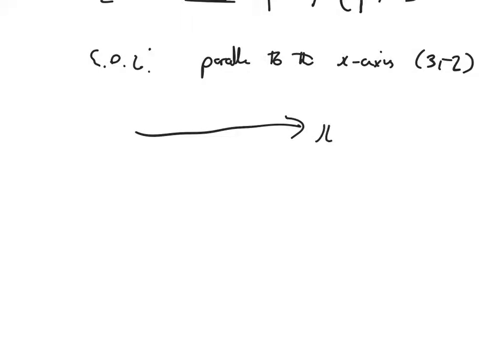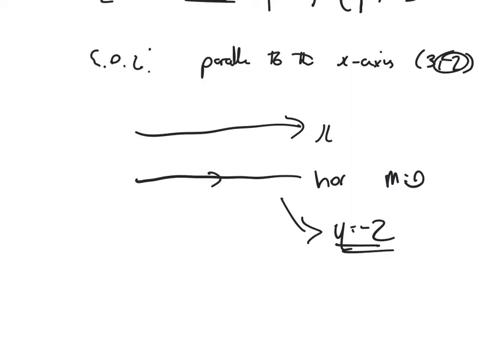Okay, one final question. Find the equation of the line which is parallel to the x-axis and passes through the point 3, minus 2. So there's a representation of the x-axis. So a line that's parallel to that must be a horizontal line, meaning it's got a gradient of 0. It's a horizontal line, so it's got an equation which is just y equals, and to check the y coordinate in which it passes through, which is minus 2, the equation of the line is y equals minus 2.